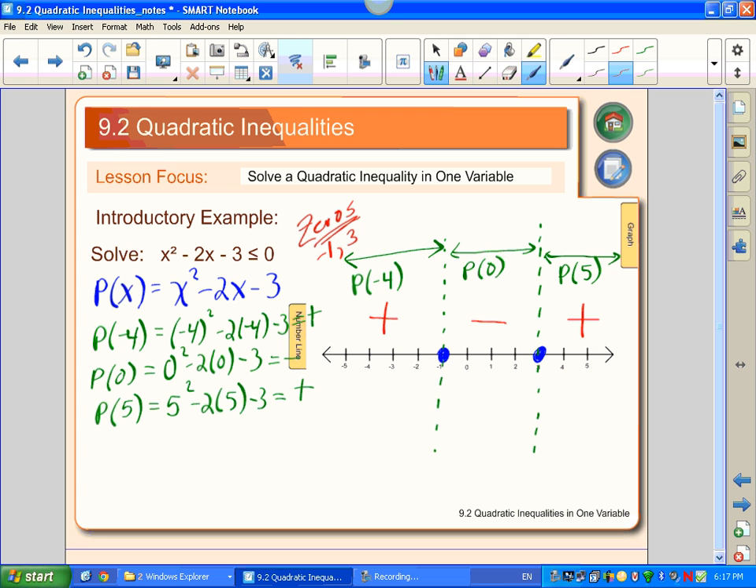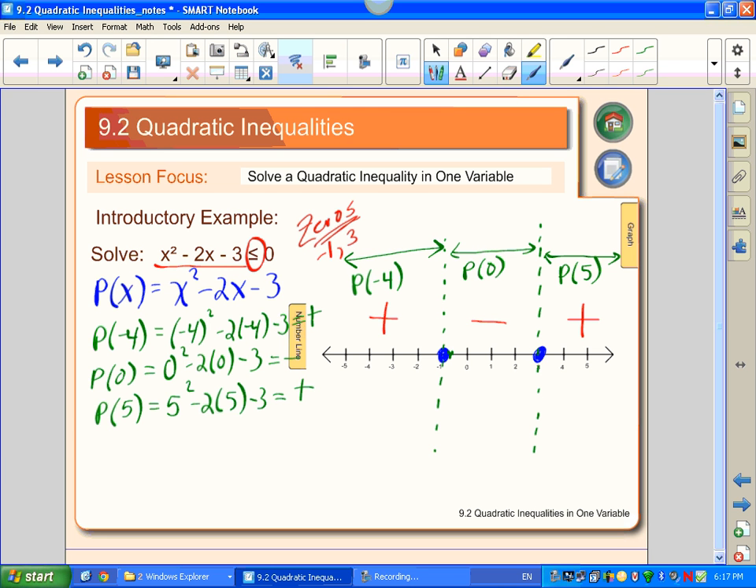I'm going back to my statement where I have my quadratic, the positive quadratic that I have right here. This is the one I was using. Now I know my inequality is saying where is it less than or equal to 0? So where is that negative? And here is the negative region.